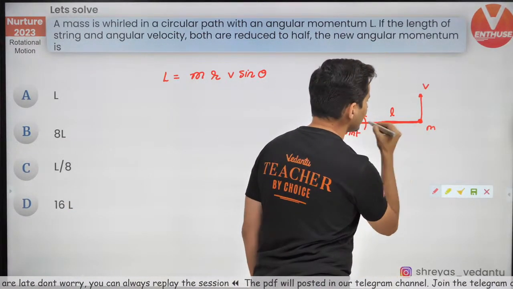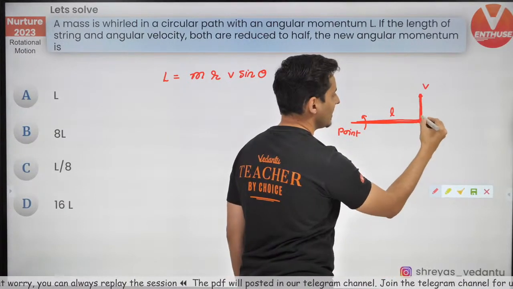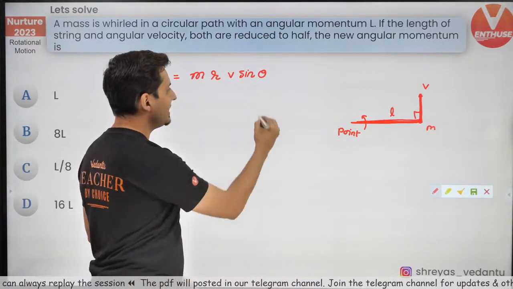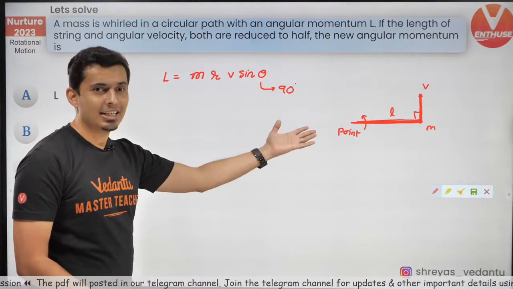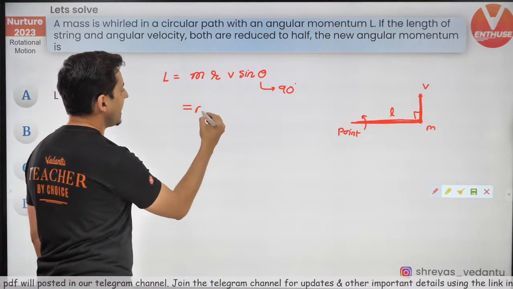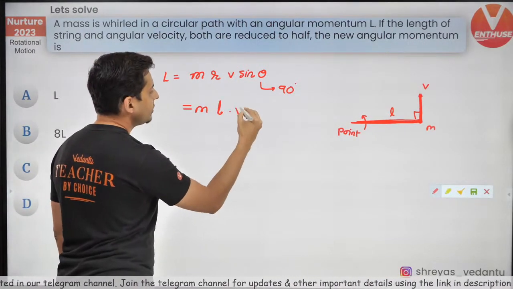Remember, this is r, this is velocity, they are perpendicular. So this theta is technically 90 degrees, correct? And what is sine 90? It's 1. So it is basically m, r is L into v.